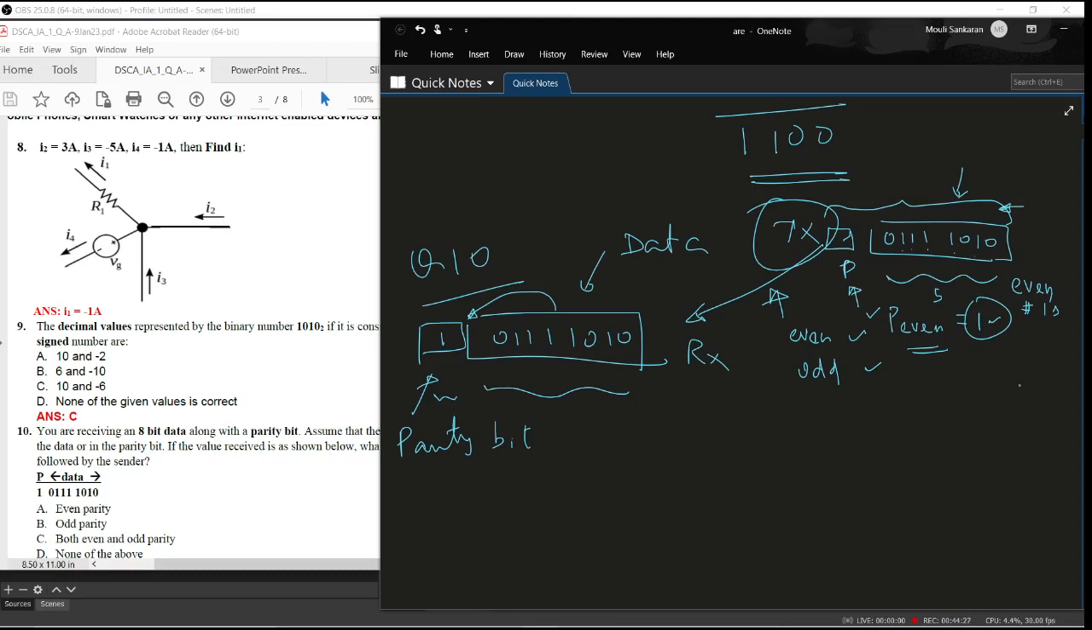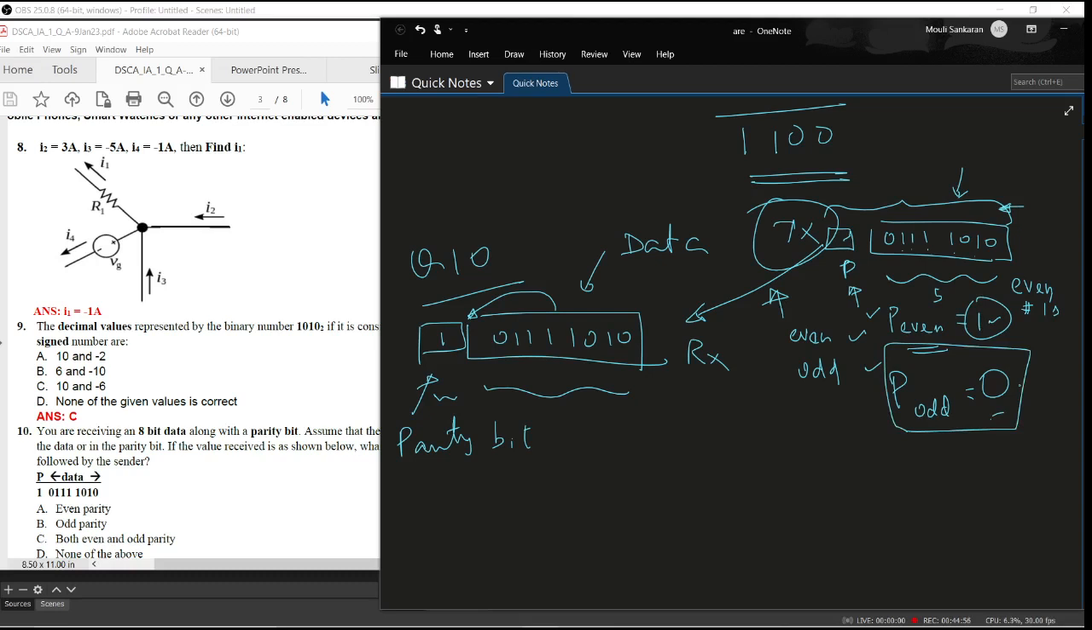But suppose the transmitter decided, I don't like even parity, I want to do odd parity. Then the P bit should be 0, because there is already an odd number of ones in the data portion. So I should not put one more one, which would make it even. The number of ones should be odd, including the parity bit. So I should put a P odd. If odd parity is followed, then I should put a 0 there.